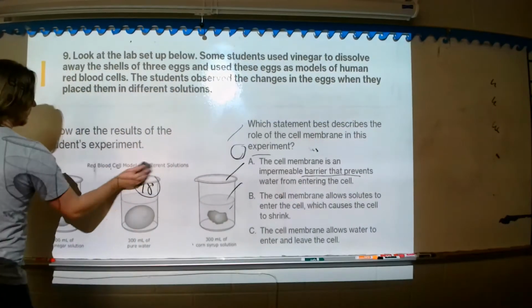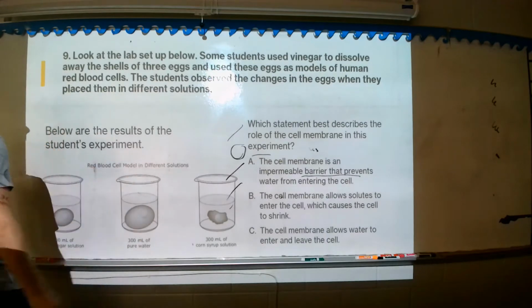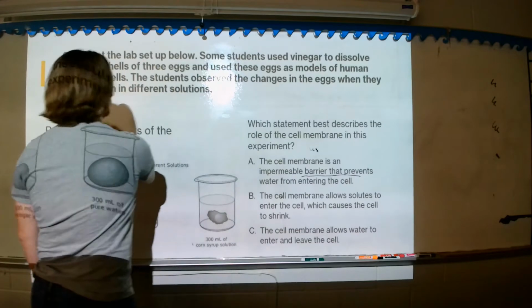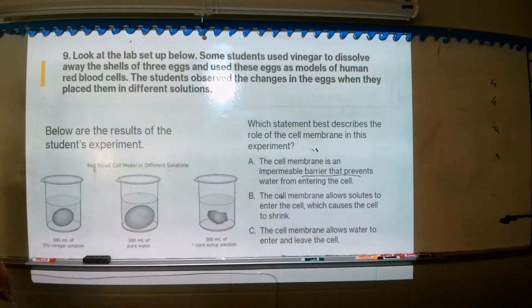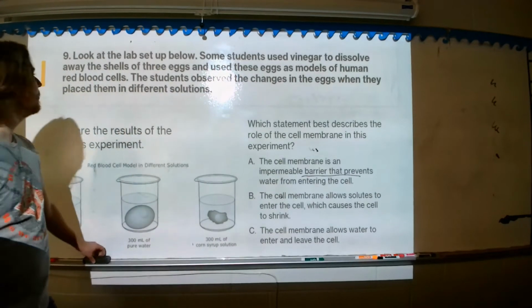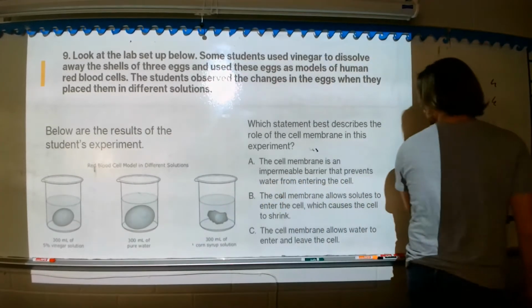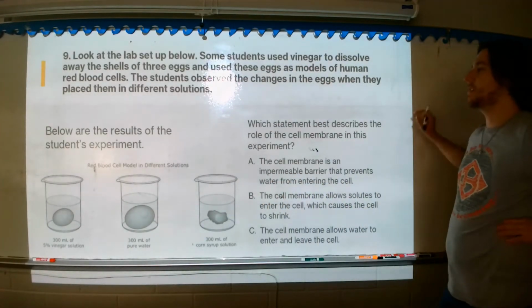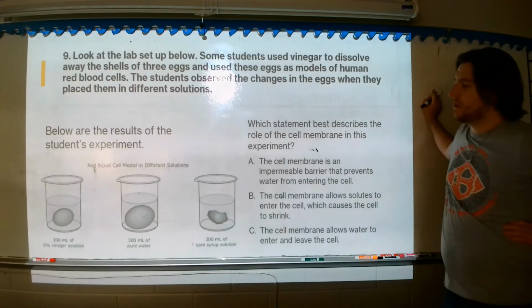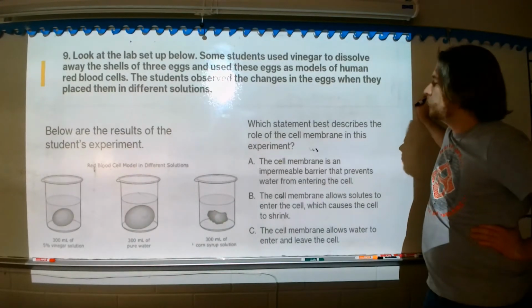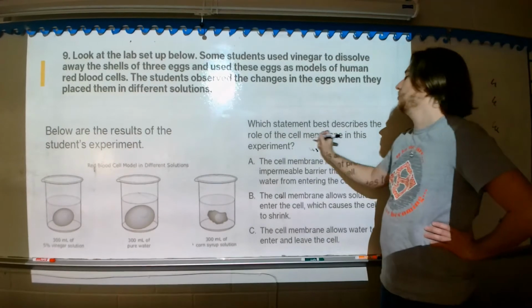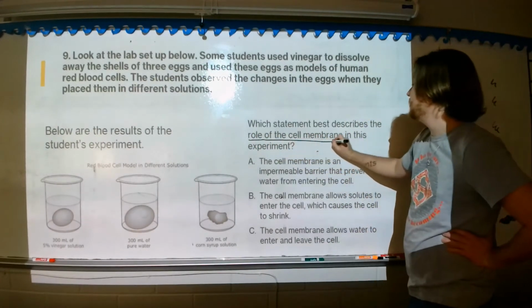Number 9 says, look at the lab setup below. Some students use vinegar to dissolve away the shells of their eggs and use these eggs as models of human red blood cells. The students observed these changes in the eggs when they placed them in different solutions. Below are the results of the experiment. Which statement best describes the role of the cell membrane in this experiment? So we're looking for what is the role of the cell membrane.